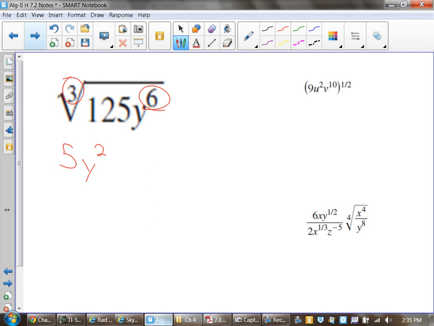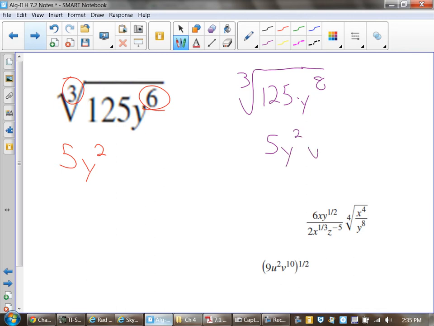Let me show you the same number with a different exponent, just so you guys get the clarification on that. Again, it's the cube root of 125 y to the 8th this time. Cube root of 125 is how much? 5. 3 goes into 8 how many times? Twice. How many are left over? So 2 have to stay inside.